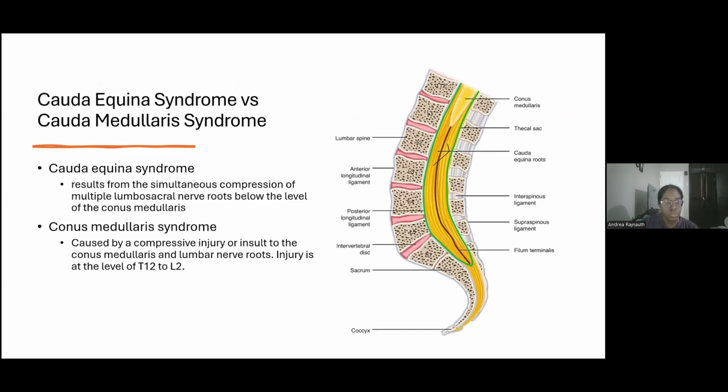One thing we should also talk about is cauda equina syndrome versus conus medullaris syndrome. Sorry about that mistake. Right, so cauda equina syndrome results from simultaneous compression of multiple lumbosacral nerve roots below the level of the conus medullaris. Whereas conus medullaris syndrome is caused by a compressive injury or insult to the conus medullaris and lumbar nerve roots. Typically, the injury is at the level of T12 to L2.